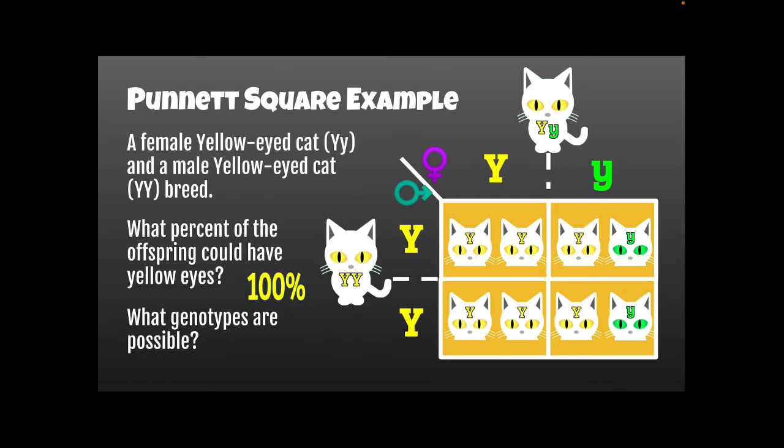What genotypes are possible in the offspring? Or the kids, the boxes represent the kids. There are 2 genotypes. Half, or 2 quarters, would be capital Y capital Y, and half would be capital Y lowercase y, or lowercase y capital Y. It doesn't matter which way you say it. If they have one of each, it's the same thing.